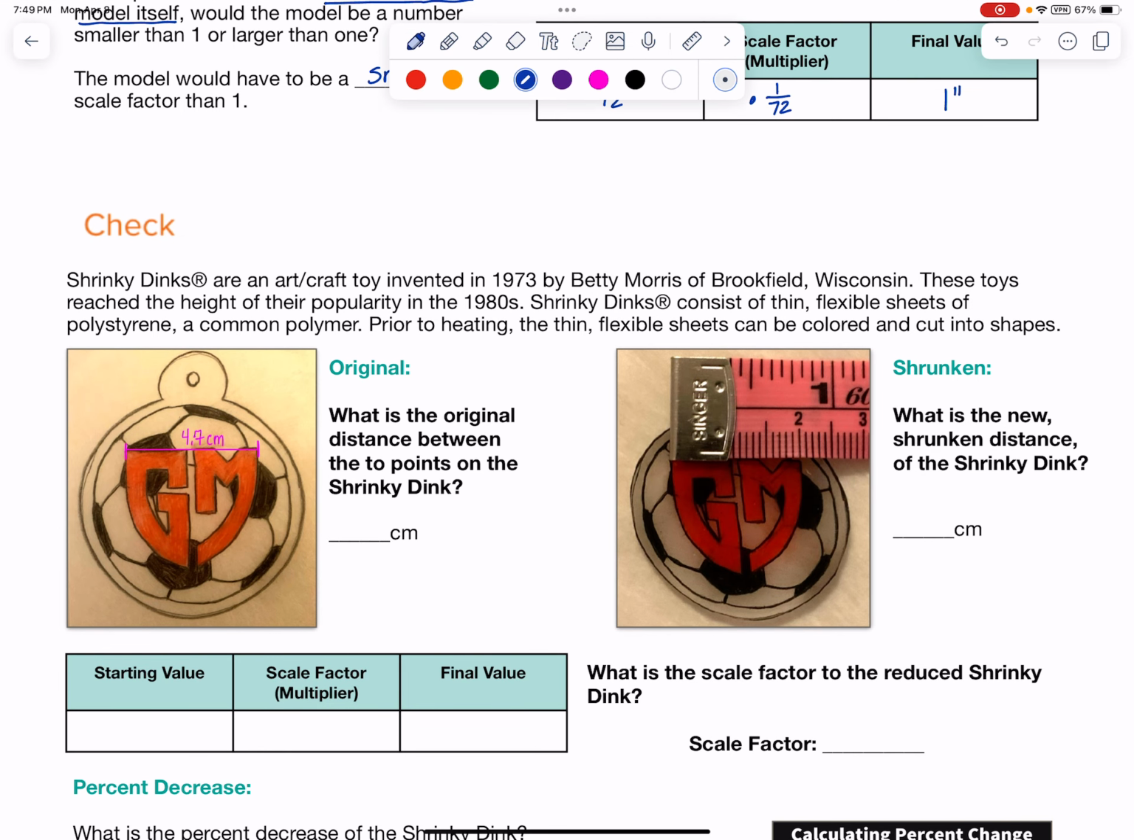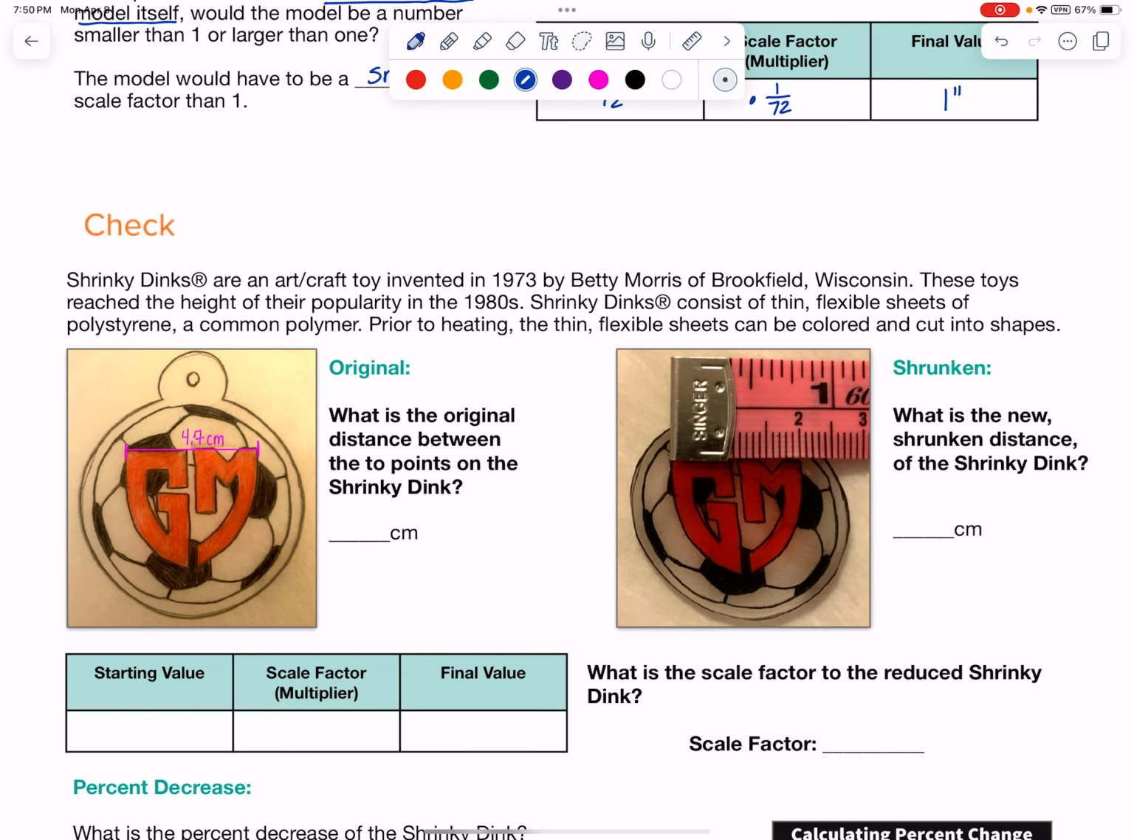So let's go ahead and I want you to try it with this. Shrinky Dinks are an art craft toy invented in 1973 by Betty Morris of Brookfield, Wisconsin. These toys reached the height of their popularity in the 1980s. Shrinky Dinks consist of thin, flexible sheets of polystyrene, which is a common polymer. A polymer is like a plastic. Prior to heating, this thin, flexible sheet can be colored and cut into shapes. And this is a lab that you're going to be doing very soon. So let's see how you do with this.